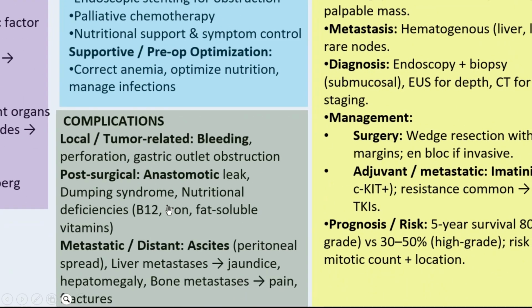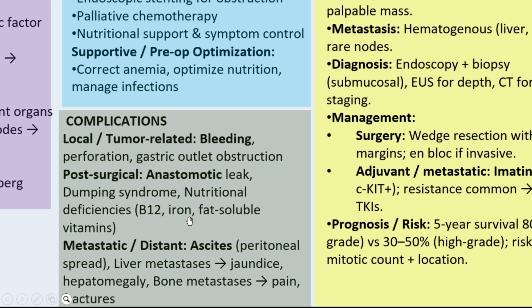So the complications, we can have the local complications, the post-surgical, and the metastatic or the distant. The local complications of the tumor include bleeding, perforation, gastric outlet obstruction. The post-surgical, we can have a leak at the anastomosis, and we can have dumping syndrome. Dumping syndrome is when we have a quick transit of acidic contents right into the intestines. And this is going to cause diarrhea because the contents are hyperosmolar. When they are dropped into the ileum, they lead to a secretory diarrhea. And this patient is going to have a lot of diarrhea and other associated syndromes. Then we can have nutritional deficiencies like vitamin B12, because we know intrinsic factor is produced by the parietal cells, and now we have cut away the stomach, fat-soluble vitamins, and so on.